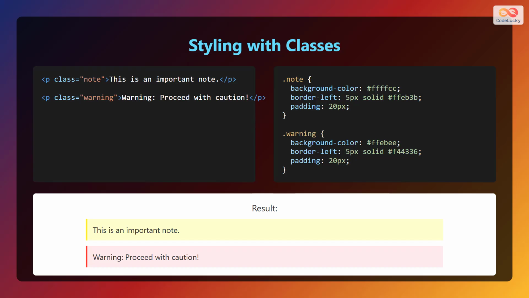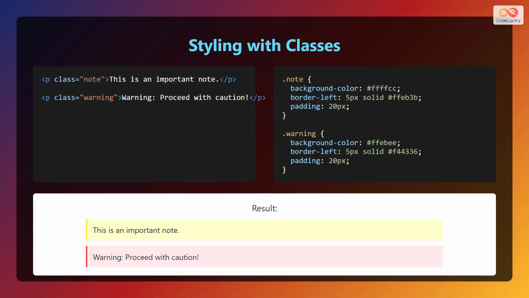Now let's define CSS styles for these classes. The CSS code defines the style for the classes note and warning. Paragraph elements with the class note will have a light yellow background and a yellow border on the left. Paragraphs with the class warning will have a light red background and a red border on the left.